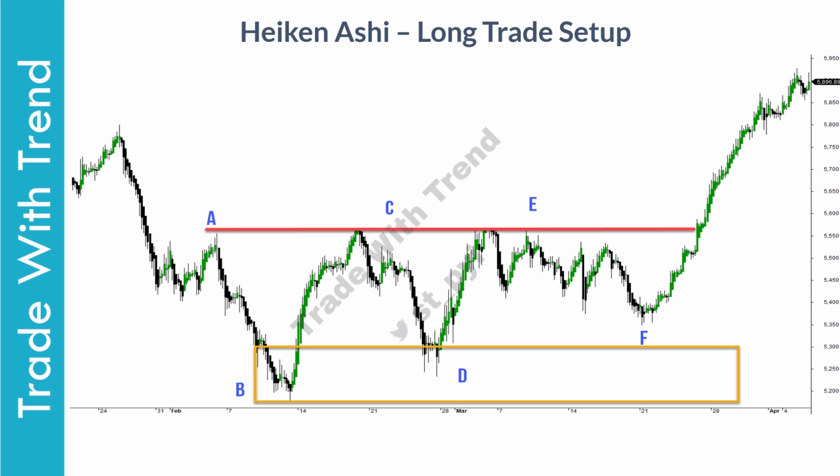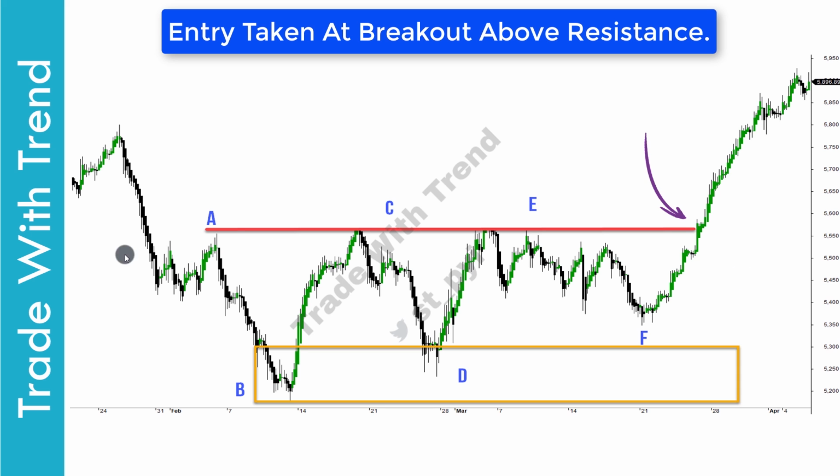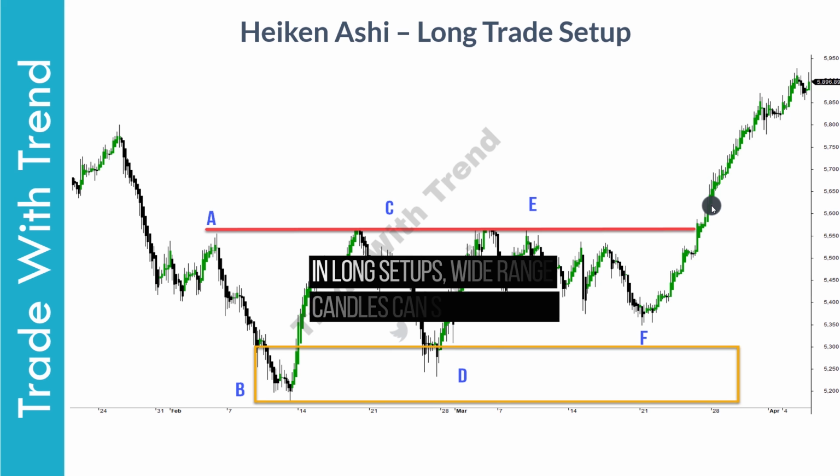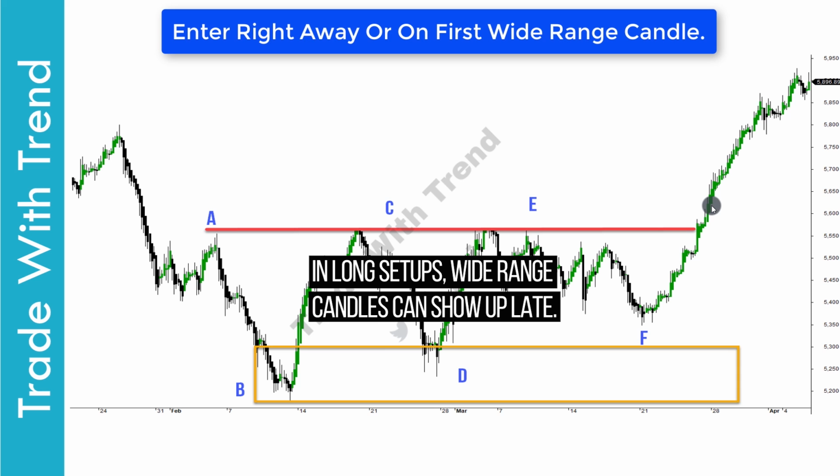Entry in this trading strategy is taken at the time of breakout above the A, C and E resistance line. Entry can either be taken straight away after the breakout or it can be taken post the wide range Ikenishi candles that form in this region. Now this is very similar to what we discussed in the Ikenishi candlestick series.